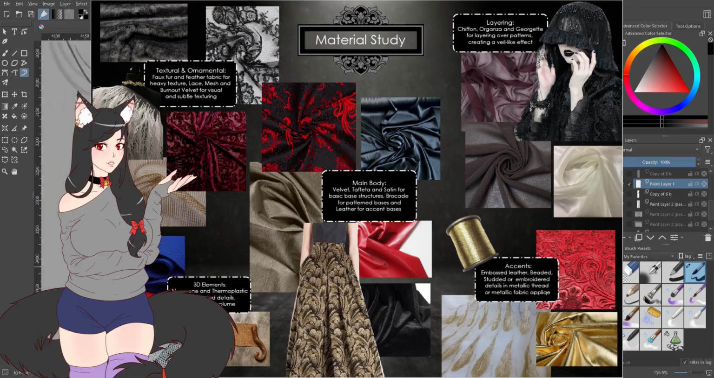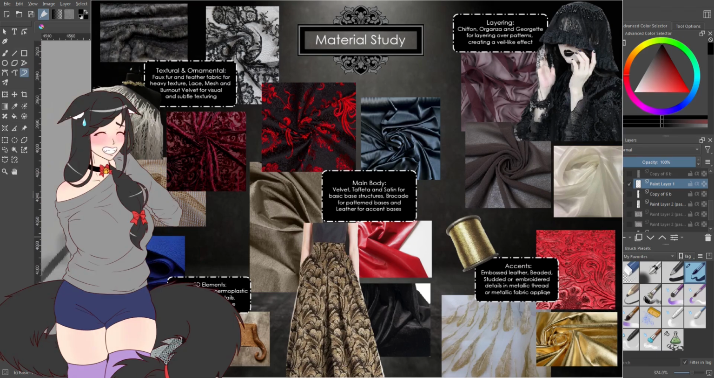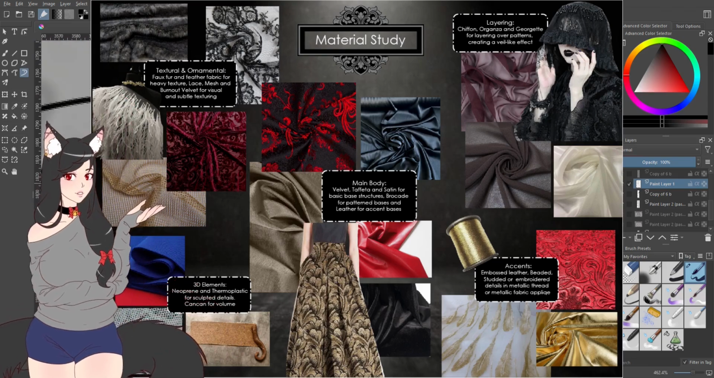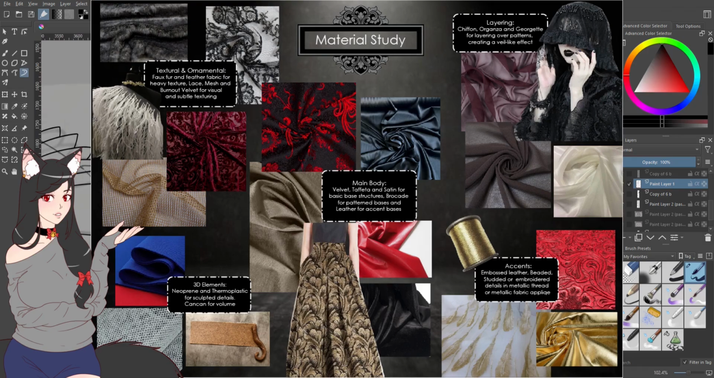Mine is more so what might work with my whole aesthetic, but if you want to make your material study congruent with your final, then I suggest skipping this step until after you've made your final designs. But moving on, with my material study, with the textural and ornamental fabrics, I've chosen to use faux fur and feather fabric for heavy texture, and lace, mesh, and burnout velvet for visual and more subtle texturing.